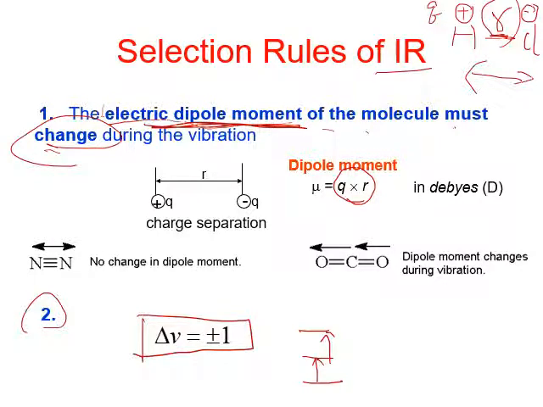Now what about nitrogen gas? Nitrogen, two nitrogen atoms are the same. The molecule is symmetric. There's no charge separation. So when the molecule vibrates, there's no dipole moment change. So nitrogen gas will not absorb infrared. Okay. Similarly, hydrogen gas, all right, hydrogen, nitrogen, they don't absorb because there's no dipole moment change.